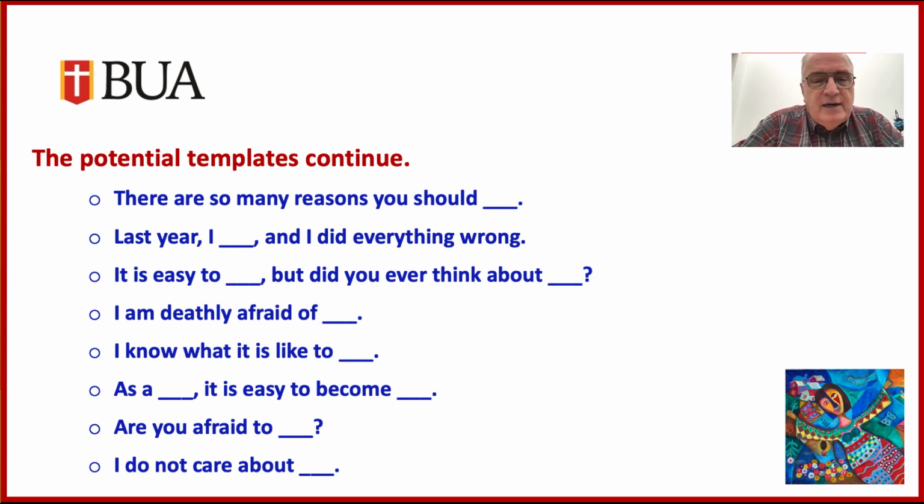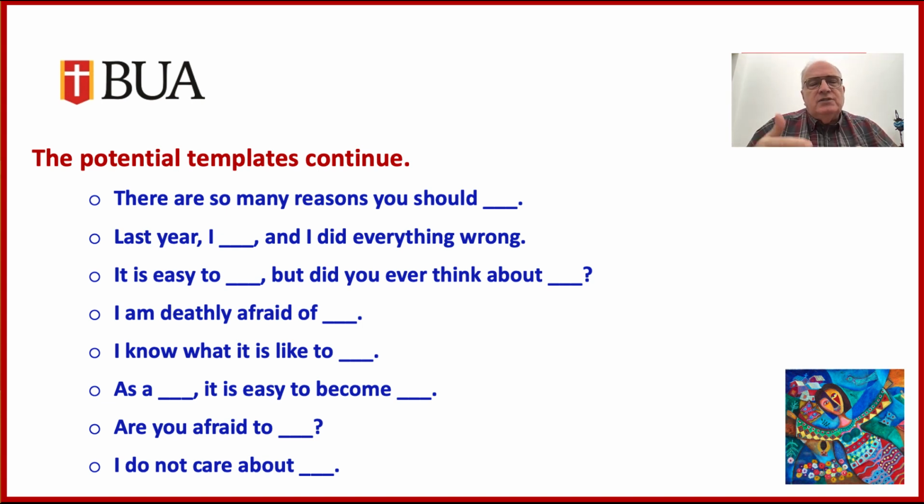I'm deathly afraid of blank. I am deathly afraid of grizzly black spiders. Spiders are everywhere. Okay, I know what it is like to blank. As I blank, it is easy to become blank. As I grow older, it is easier to become more compassionate. As I grow older, it is easy to fall in love with my grandchildren. You know, I love my grandchildren so much, I don't know why I didn't have them first before I had the kids. Are you afraid to blank? I do not care about blank.